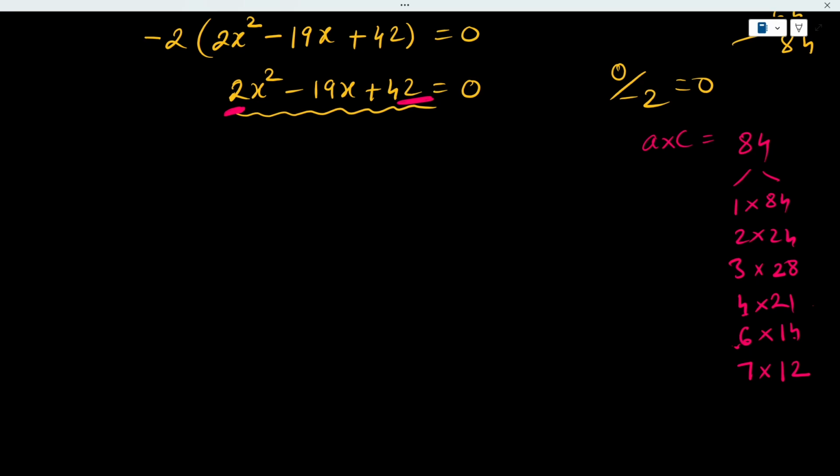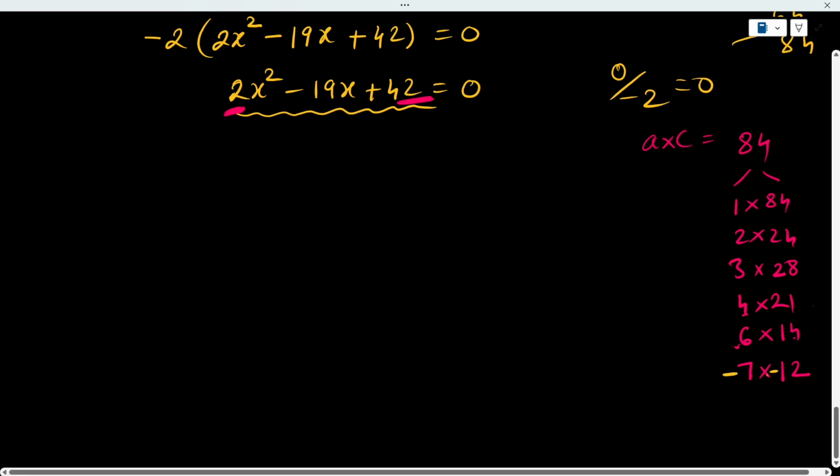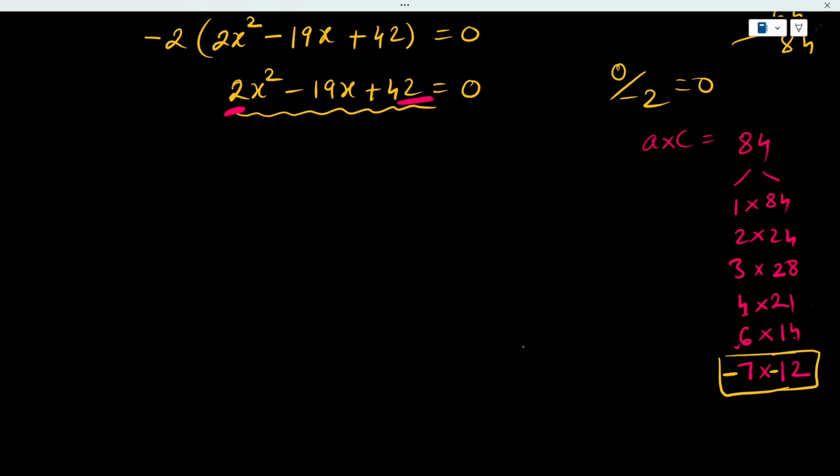Now if you will see here 12 and 7, because my product has to be positive and the sum has to be negative, so what can I do here? Minus 7 minus 12, because this is one pair, we can take it, right? So minus 7 minus 12 is minus 19 and the product is positive 84. So the middle term, split it into these two here. 2x square minus 7x minus 12x plus 42 equals to 0.